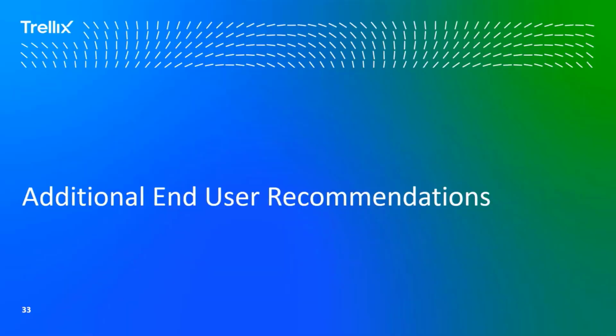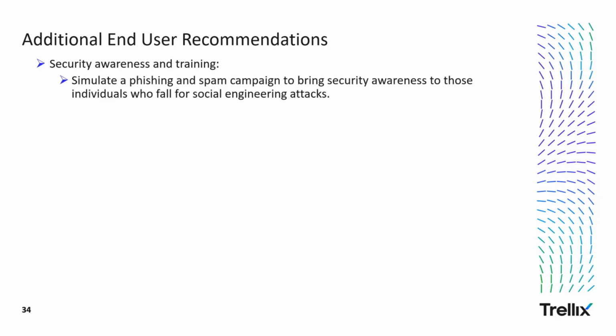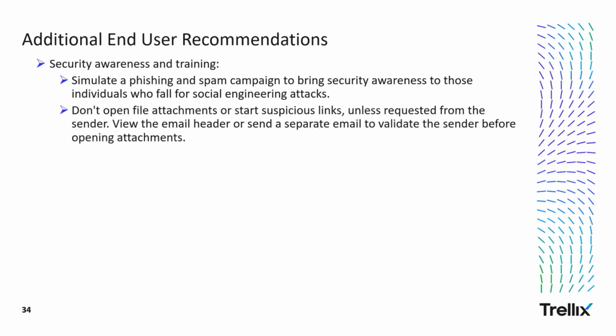Last but not least, we're going to look at additional end user recommendations. Like I stated earlier, this is kind of specific to Emotet campaigns now, other than the very first one, which is security awareness and training. Here, we want to simulate a phishing and spam campaign to bring security awareness to those individuals who fall for social engineering attacks. Don't open file attachments or start suspicious links unless requested from the sender.